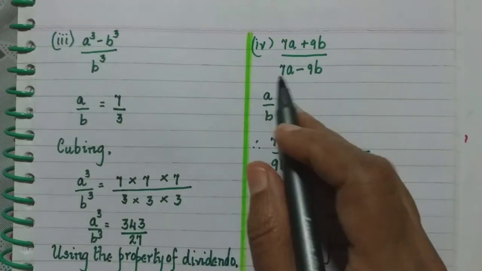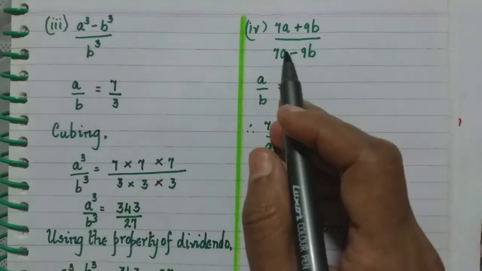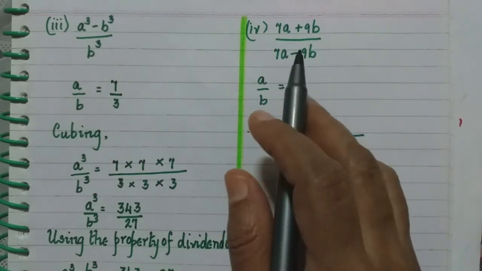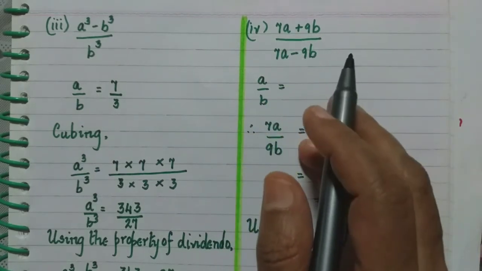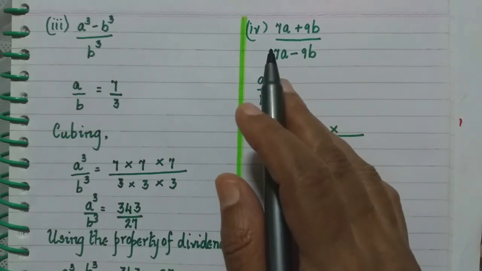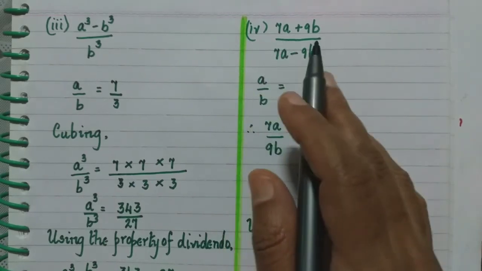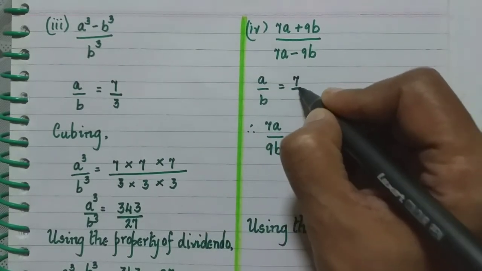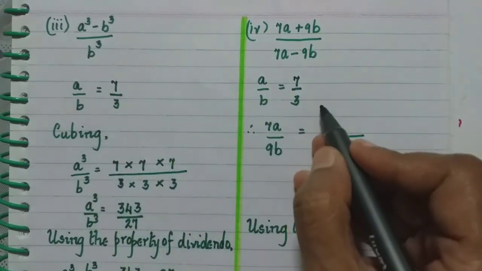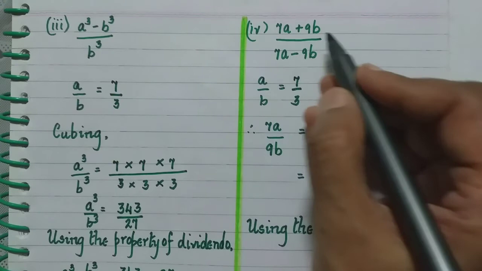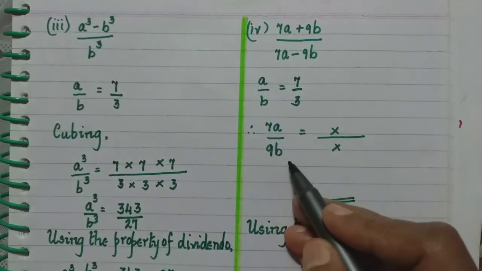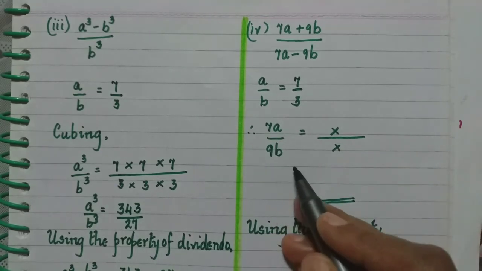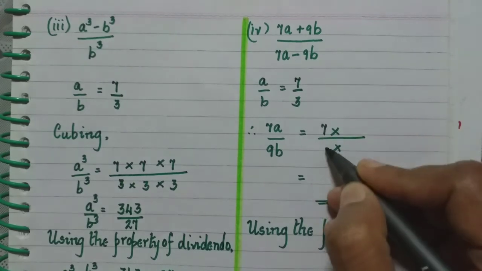Now going to the fourth sub question. Here I have 7a plus 9b upon 7a minus 9b. Now here the power doesn't change. We don't have square or cube. So what do we have to look for next? The coefficients. The coefficient of a is 7 and the coefficient of b is 9. A by b was 7 by 3, the same one here. We are continuing. Now I want 7a upon 9b. So 7a upon 9b means I have to multiply the numerator by 7 and the denominator by 9. So I write here 7 and 9.